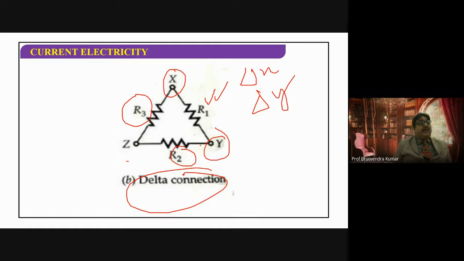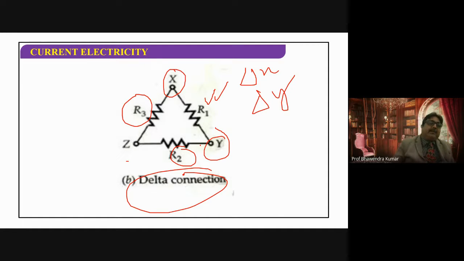So generally, when deltas are present in the circuit, they make the circuit difficult, right? So mostly we convert delta to star. But sometimes a star also makes the circuit difficult. Then we convert star to delta. But that is in very few cases. In most cases, delta is converted to star.